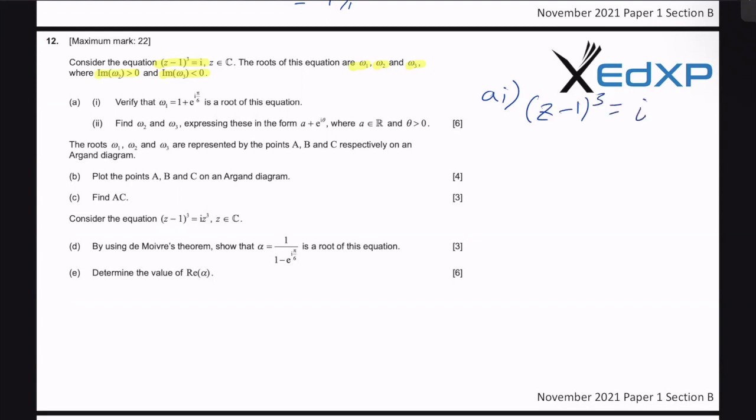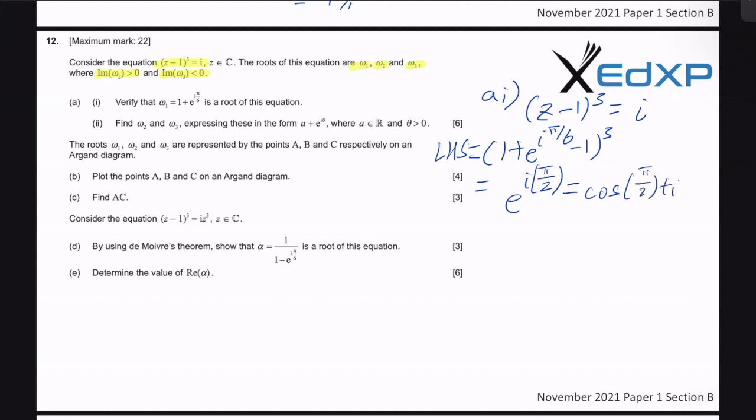Okay, so let's substitute omega 1 in. So we have (1 + e^(iπ/6) - 1)^3. This is the left-hand side, and this simplifies to e^(iπ/2) using De Moivre's theorem. We can simplify this using the cis form, so this will be cos π/2 + i sin π/2. Okay, special angle. So this will be 0 + i, which is the right-hand side. So indeed, omega 1 is a root. Okay, so that's part A1.